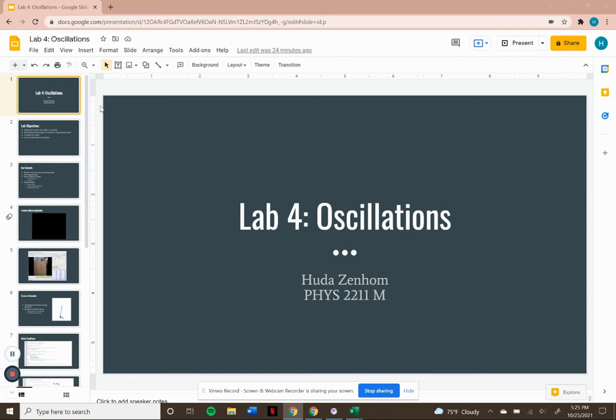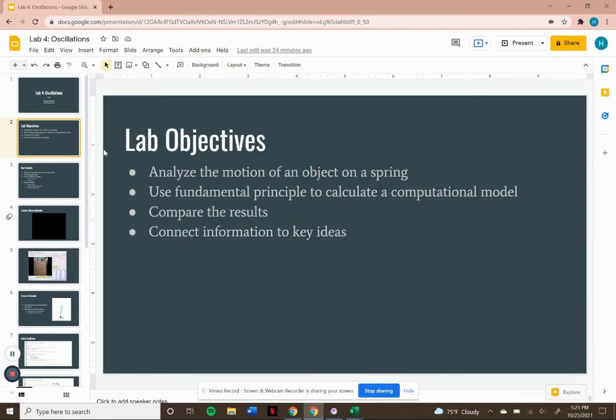This is the fourth lab of the semester, known as oscillations. The purpose of this lab is to analyze the motion of an object on a spring. In my case, I used a given video and inserted it into the program Tracker. Then I used fundamental principles to calculate a computational model using the program GlowScript, and then compare the results of the model and experimental data, and connect this information to some key ideas.